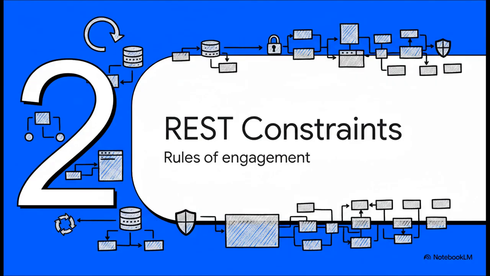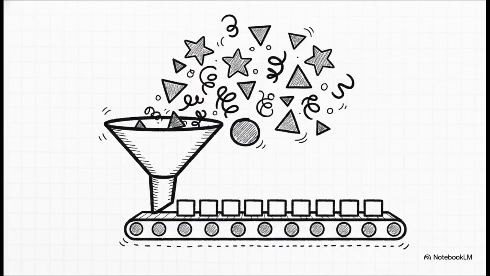Moving on to Section 2, RESTful Architectural Constraints, Rules of Engagement. We're getting into the core theory now, where REST lays down the law. So, there are 6 main architectural constraints that make a system truly RESTful. We've got client-server separation, uniform interface, statelessness, layered system, cacheability, and code on demand.